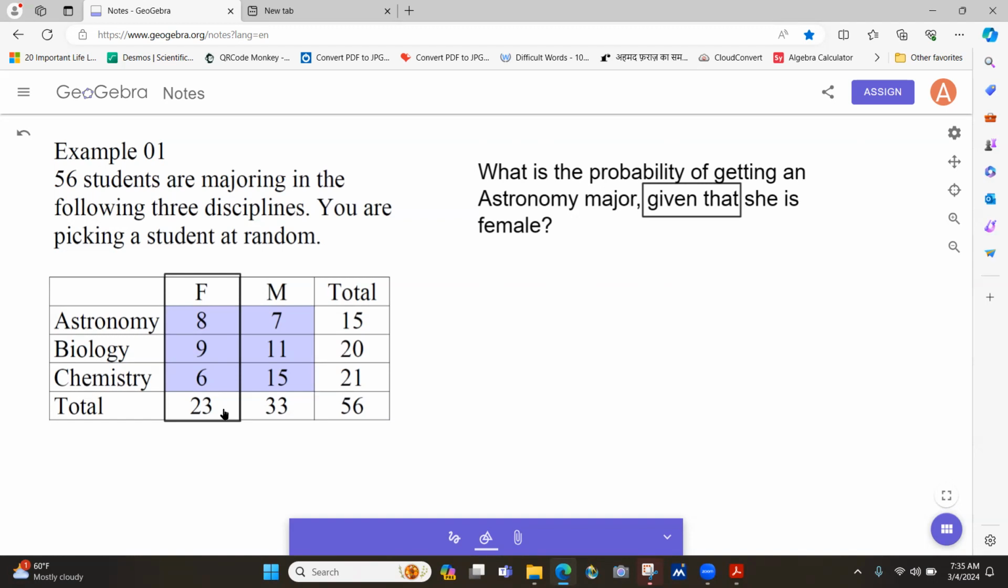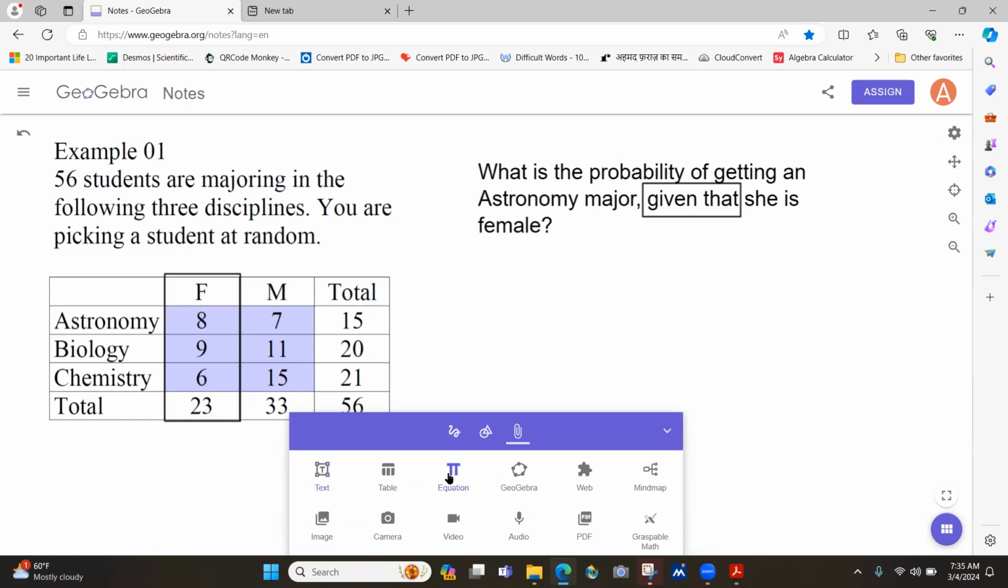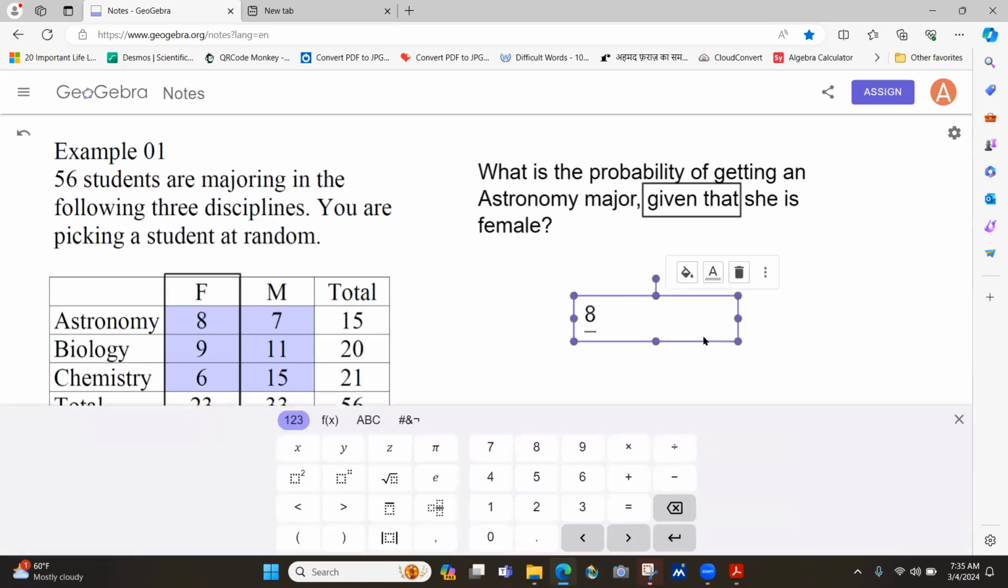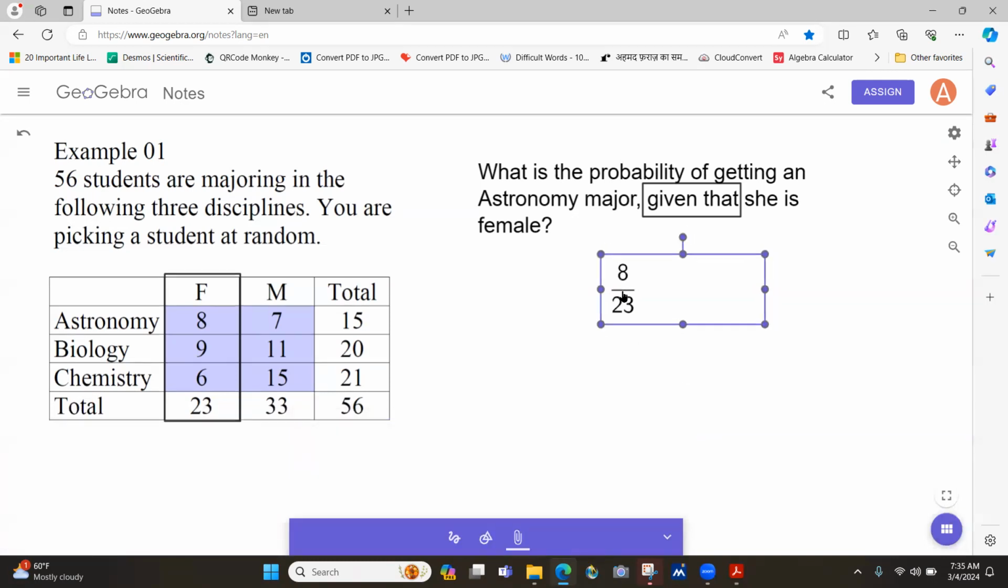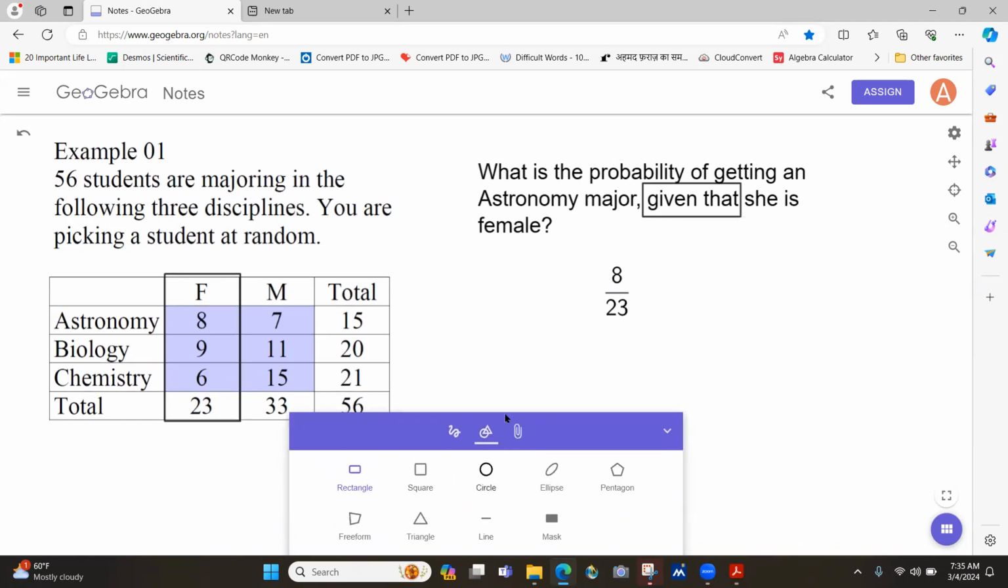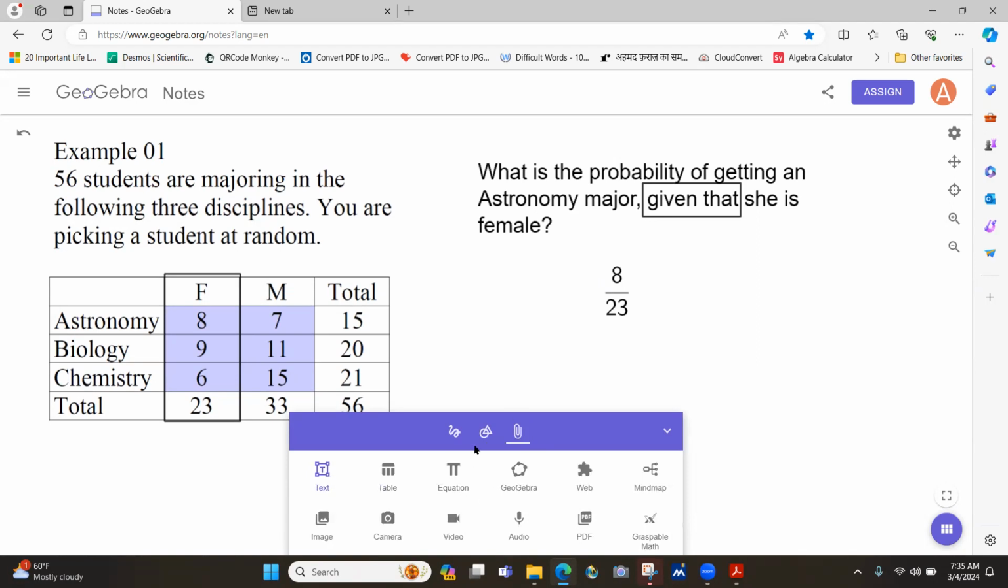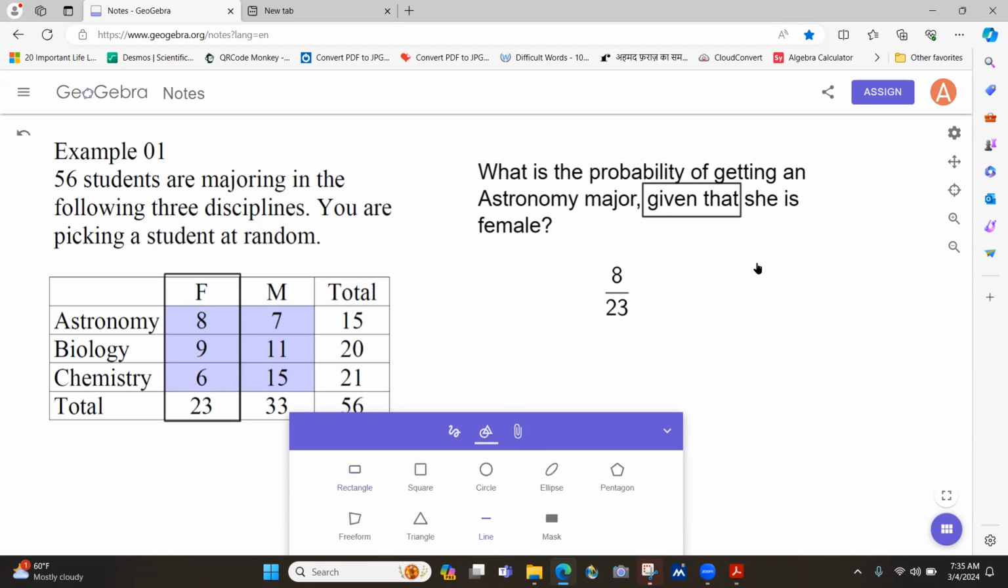Well, there are 23 females and 8 of them are astronomy majors. So it's going to be 8 over 23. Done. That's the answer. That's what we mean by conditional probability. It's not a very difficult concept. We're going to do 2 or 3 other problems. Another thing to keep in mind, sometimes the word given will not be written. Instead of that, they're going to just put a vertical line. So given that and the vertical line represent the same thing. All right, let's do one more.